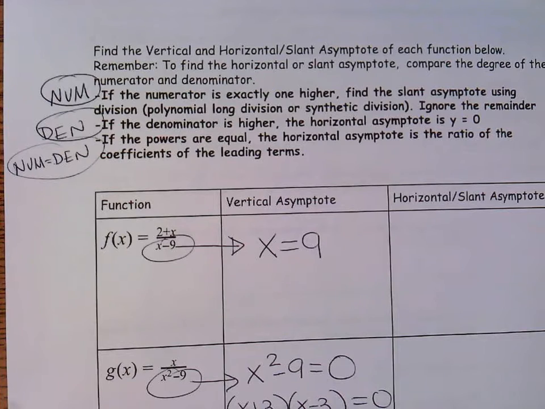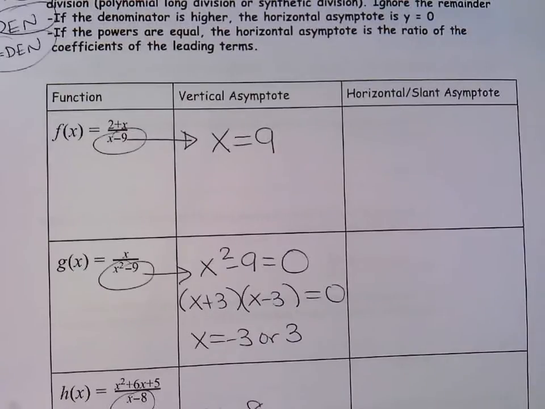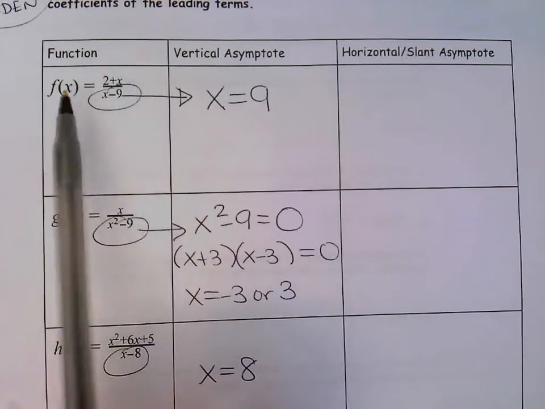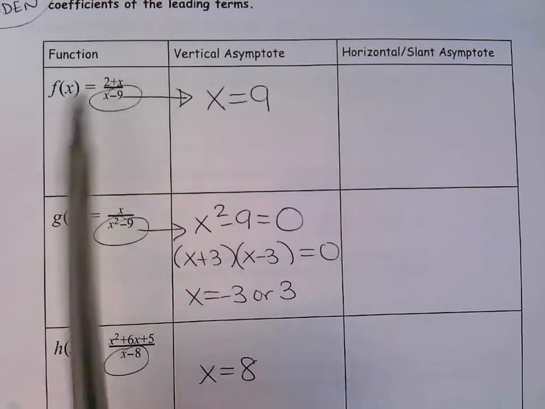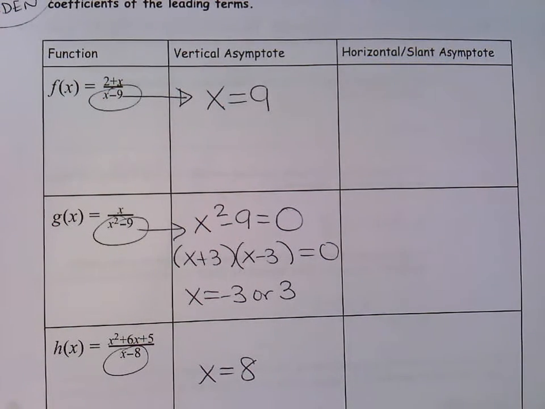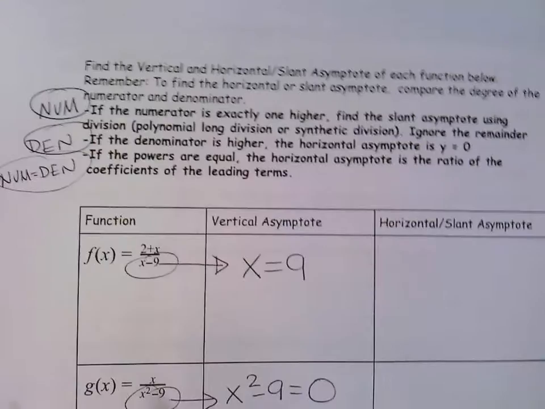So let's go through the first 4 together, and then maybe you can try the next 4 on your own. So we're going to scan for the degree of the numerator and the degree of the denominator. What would you say? Does the numerator or denominator win, or are they equal in degree? Equal. They're both linear functions, right? First degree functions.